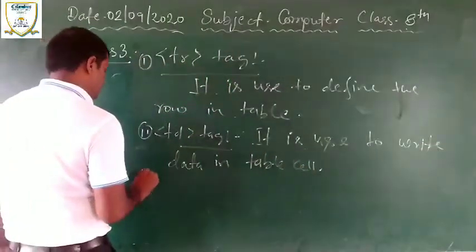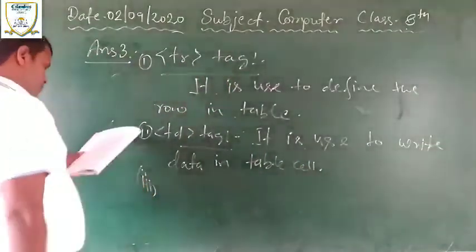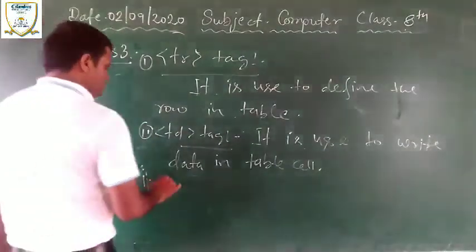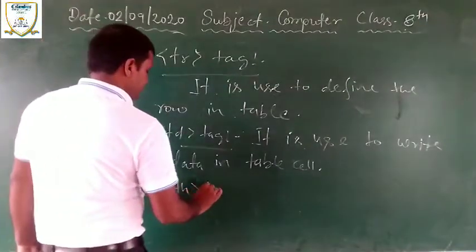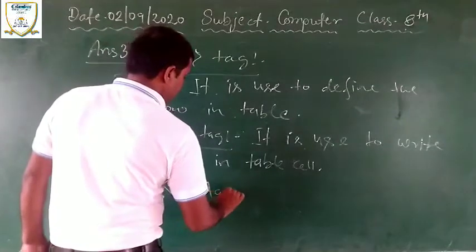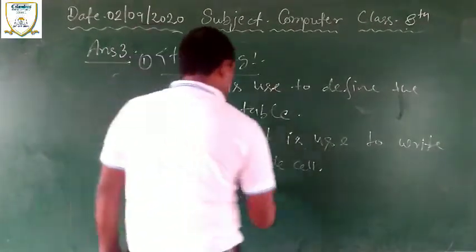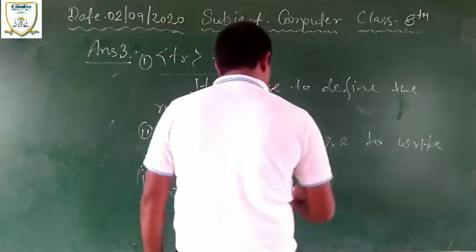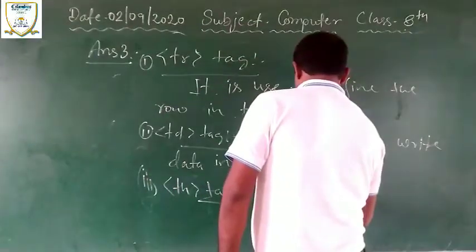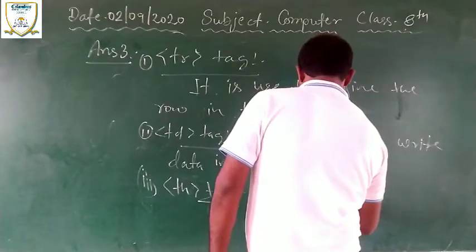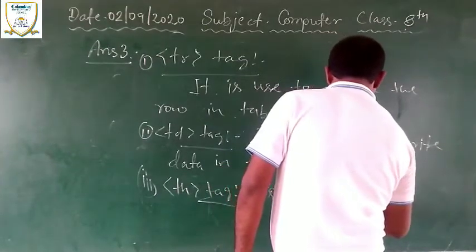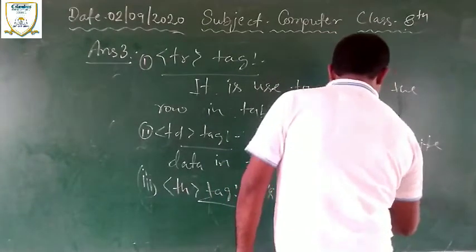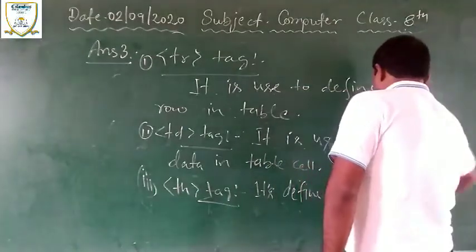And third, TH tag. It defines heading. It defines the header of row and column.